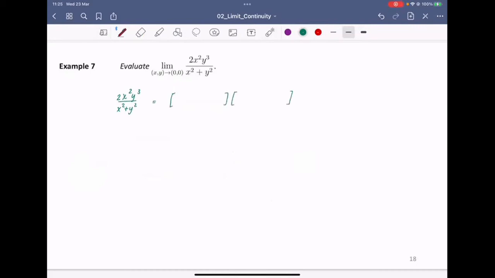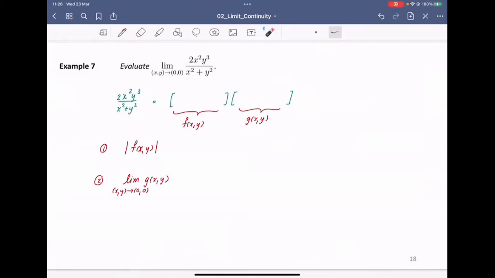Two brackets. The first one, I'm going to call it f. The second one, I'm going to call it g. Your task is to split this into the product of f and g. After you split, you want to show that the absolute value of f(x,y) is less than or equal to some number, and that the limit of function g must be 0. This is your goal. If you can show number 1 and number 2, you are done, and then you can conclude that the limit is equal to 0.